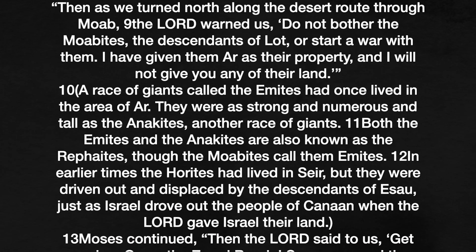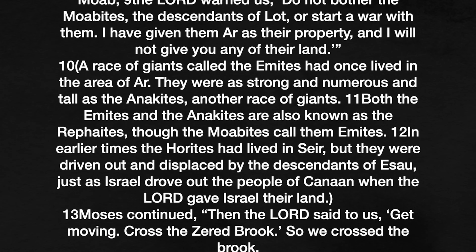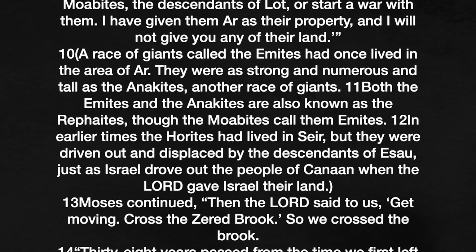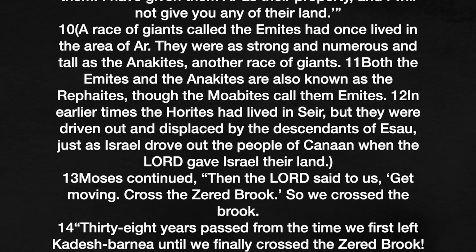In earlier times, the Horites had lived in Seir, but they were driven out and displaced by the descendants of Esau, just as Israel drove out the people of Canaan when the Lord gave Israel their land.